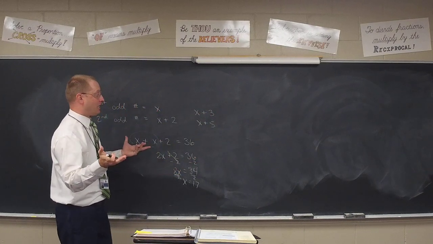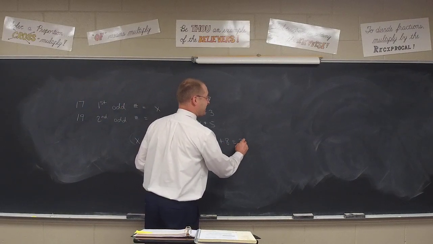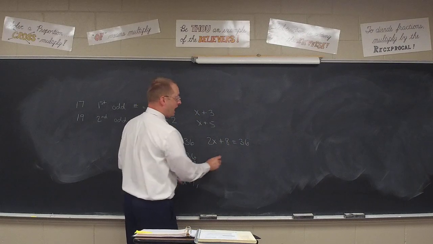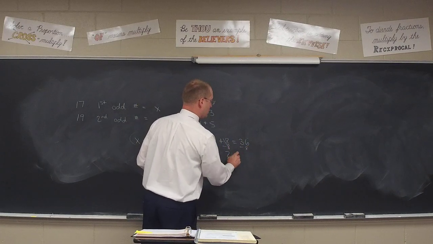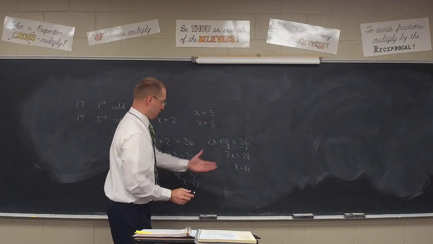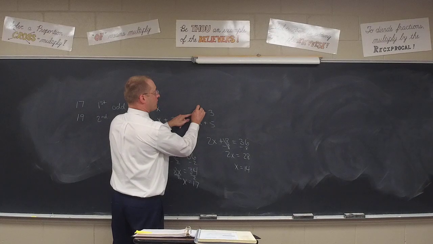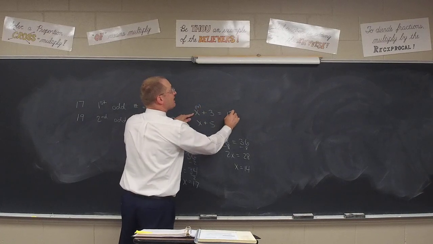You made it a little more complicated than you had to, and your equation would have looked different. You'd have gotten 2x plus 8 equals 36, wouldn't you? And then when you subtracted the 8 to get 2x equals 28, you've got x equals 14. So well, that's not 17. No, but your first number was x plus 3, or 14 plus 3, which is 17.